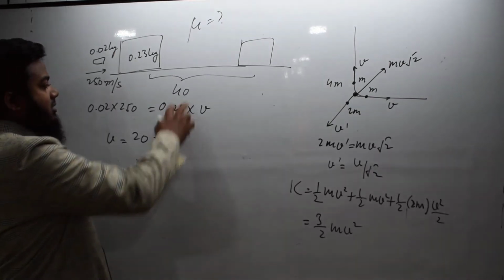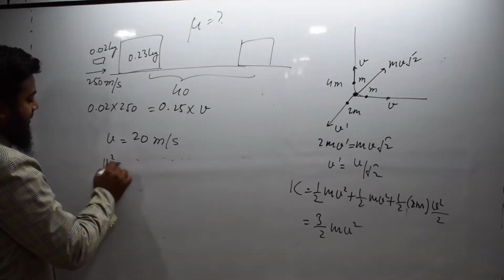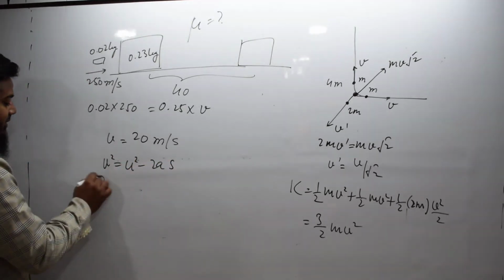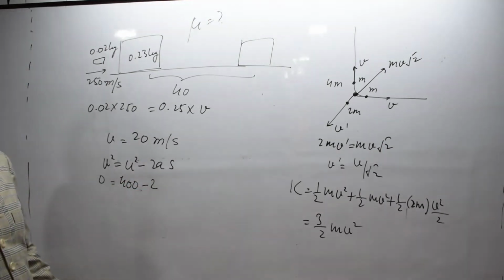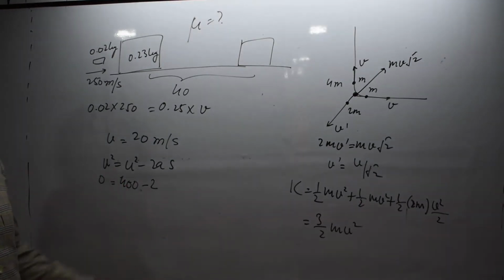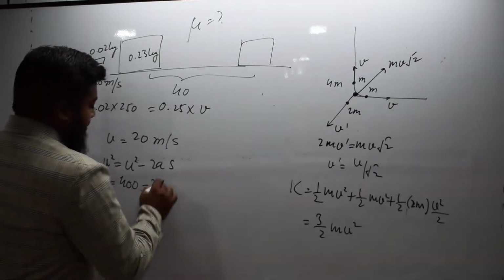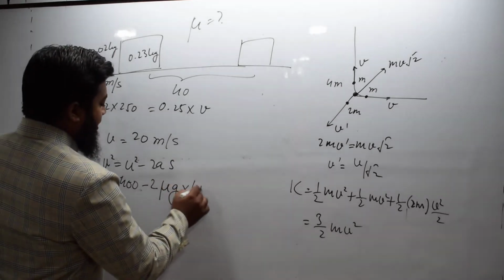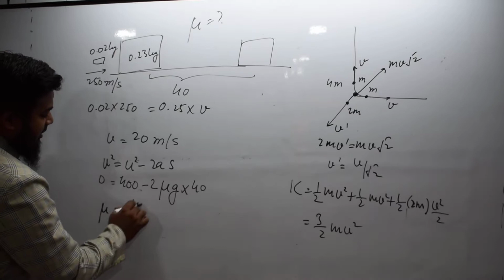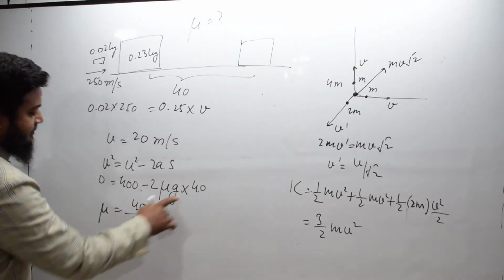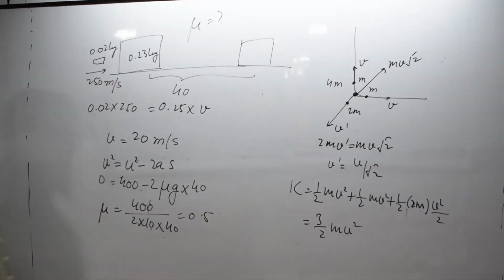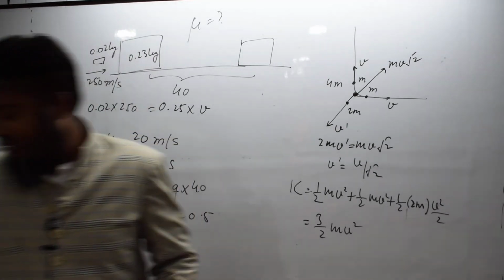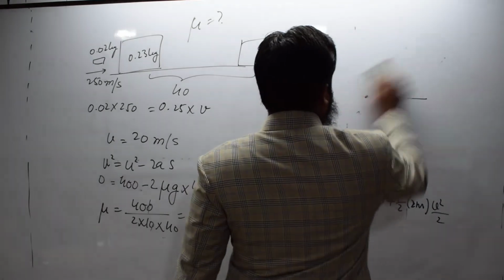Finally, they stop. Total distance they cover is 40 meter. So, from the third equation we can write v square is equal to u square minus 2as. Final velocity is 0. Initially it is 20. So, u square is 400 minus 2as. Now, in case of frictional force, the deceleration will be mu g, because the frictional force is mu mg and divided by mass will be acceleration. So, deceleration is mu g, and s is 40, then mu is equal to 400 divided by 2 into g, which is 10, and 40. Okay. So, this is equal to 0.5. Coefficient of friction between the block and the rough surface is 0.5. Next question.